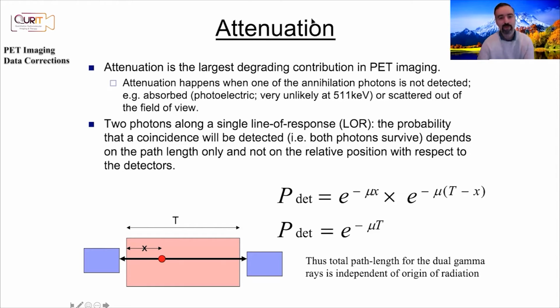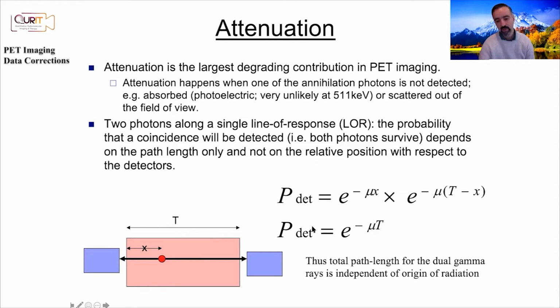Both have to survive. So in order for both to survive, you have this probability of survival going this way, that an event is not attenuated, that it survives, that it passes through this medium. Let's say this is water, soft tissue, or any kind of tissue. And then this is the other event. Both of them have to make it.